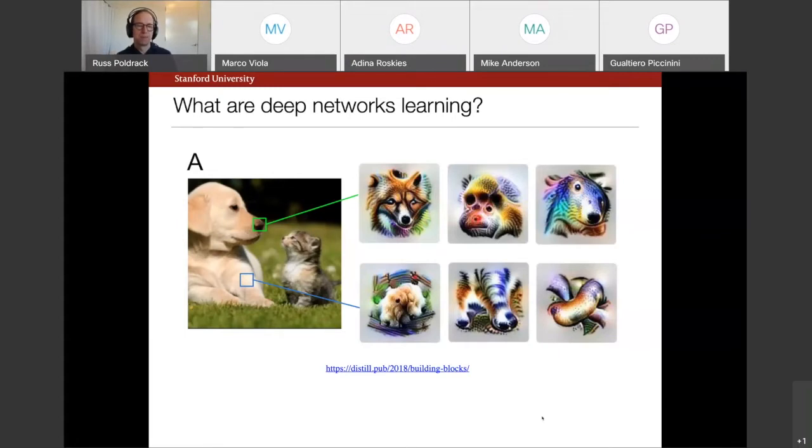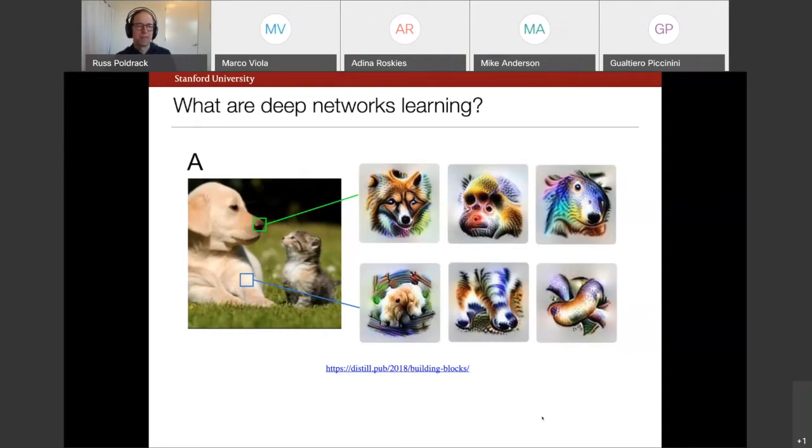And this is an example of, for two units in this picture, one that is most strongly activated by the dog's nose. And you see that when you synthesize the images that maximally activate that unit, they kind of look dog facey, right? They're not perfect dog faces, but they look a little bit dog facey.